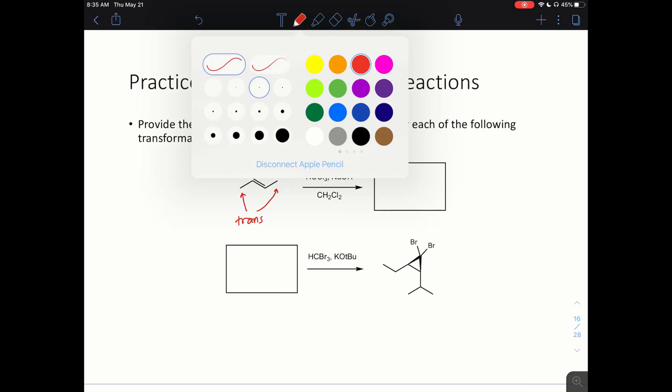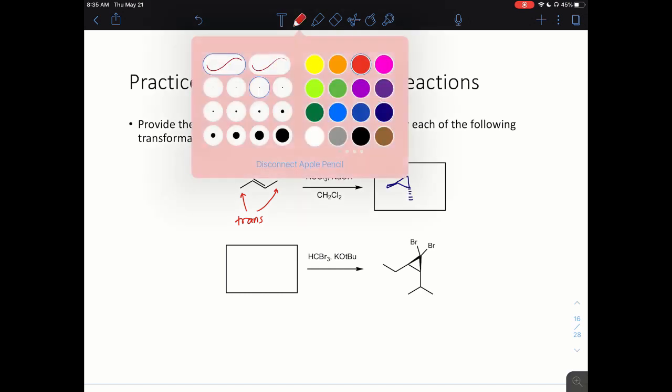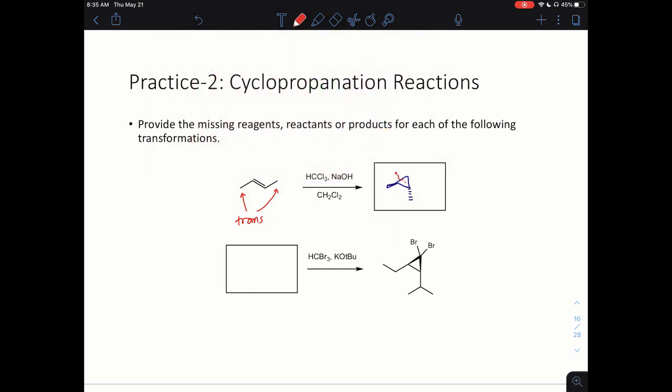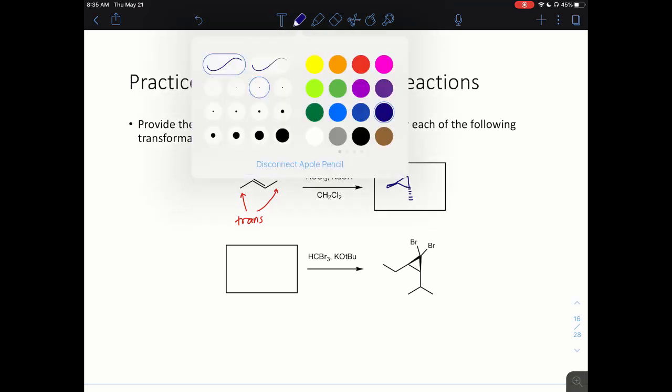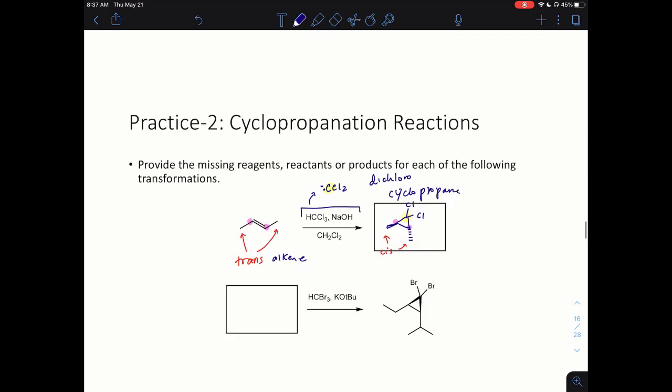So we have the trans-2-butene this time, and that trans relationship of the methyl groups will be maintained in the product because both of the new bonds, this bond and this bond, are formed at the same time, right? We had those two HOMO-LUMO interactions, and the bonds are formed at the same time. So the relationship is maintained.